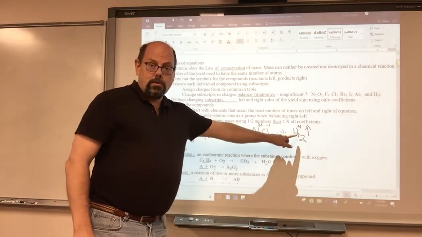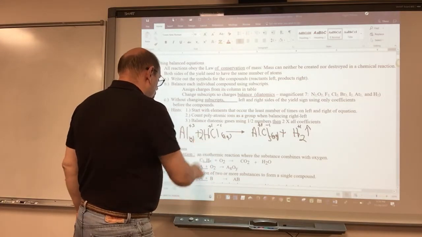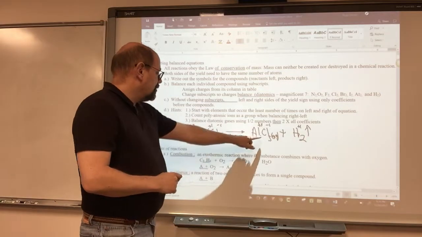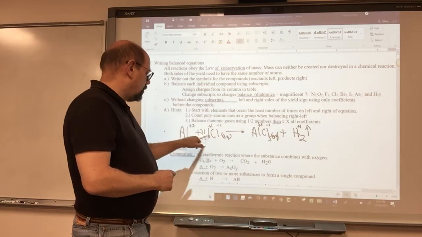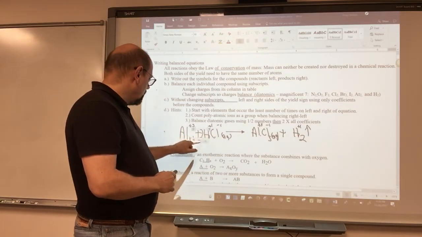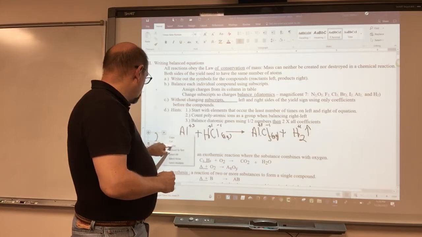Ooh, there's 2 hydrogens over here, so I'm going to just throw in a 2 real quick. Okay, that balances, so I have 2 hydrogens in both places. Ooh, I've got 3 hydrogens here, but only 2 because of this. The 2 makes both of these into 2, so let me see if I can get rid of this. Okay, I'm going to delete that.